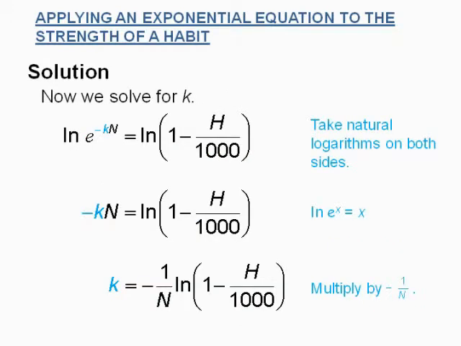Now, to get rid of the e, we attack it with its inverse, the natural log. So we take the ln of both sides, and here's that rule we have been seeing on many videos: when you take the ln of e raised to some power, that power just comes down clean. That equals the ln of this side over here. Then to get k, we divide both sides by negative n, because we want a positive k.